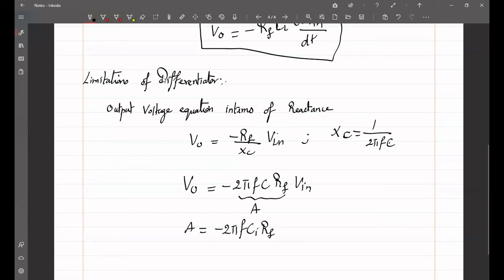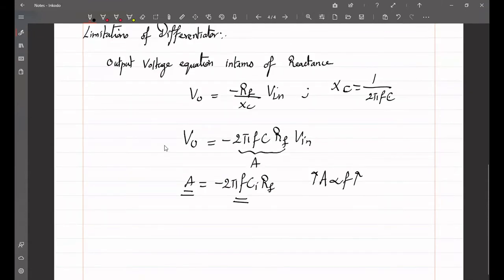So for the differentiator circuit, the gain is directly proportional to the frequency. As the frequency increases, definitely the gain will increase. So what about the frequency response? For this condition, the corresponding frequency response can be drawn like this. For a differentiator, the gain can be drawn like this.